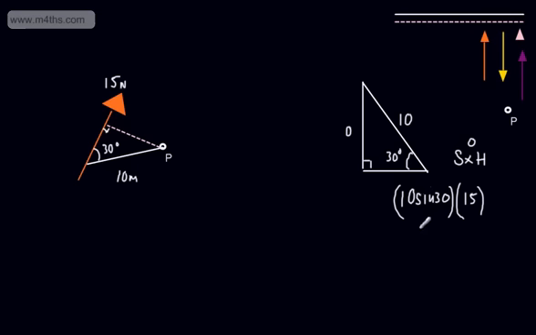Sine of 30 is one of our special angles. Sine of 30 is a half, so 5 multiplied by 15, so that's going to be 75, and that will be Newton meters. Now, looking at the sense of this, this is going to be clockwise, so it's negative, or the magnitude, the absolute value, is just 75 Newton meters.